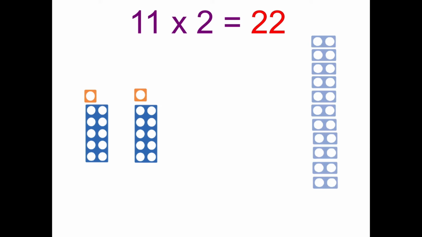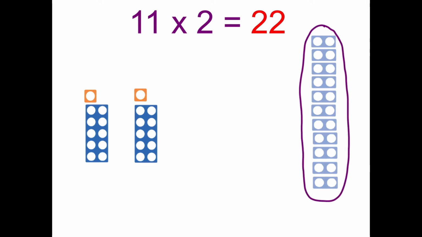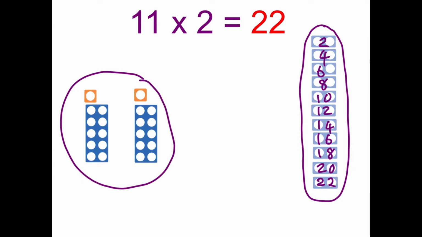So we've got a picture here that shows 11 sets of 2 make 22. And just in case we don't believe ourselves, let's just check. 2, 4, 6, 8, 10, 12, 14, 16, 18, 20, 22. So 11 twos make 22. And then here I've got a picture of 2 11s. So 2 times 11 equals 22.